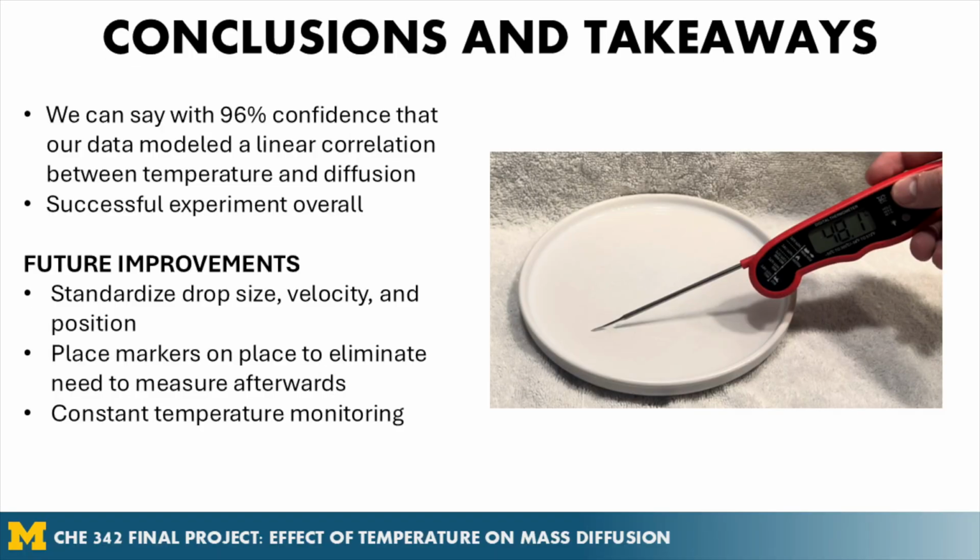Overall, we had a very successful experiment since we saw an observable and measurable difference in the area of diffusion and the temperature of the water. Our R-squared value of 0.96 tells us that the y, in this case our rate of diffusion, is very dependent on x, in this case our temperature. And this is good, given that we observed a linear correlation.